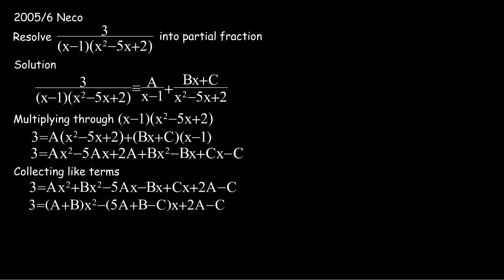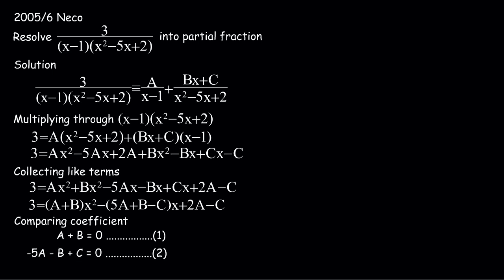At this point we are going to be comparing our coefficients on the left hand side and on the right hand side. For s square, a plus b will be equals to 0 because there is no coefficient of s square on the left hand side, and minus 5a minus b plus c will be equals to 0 because there is also no coefficient of s on the left hand side, and our constant 2a minus c will be equals to 3. Now this we are going to be solving simultaneously.